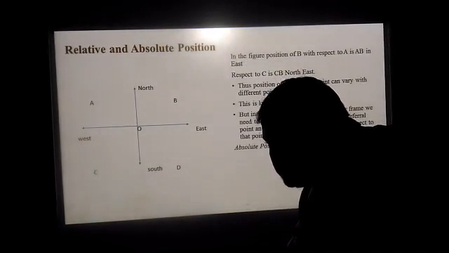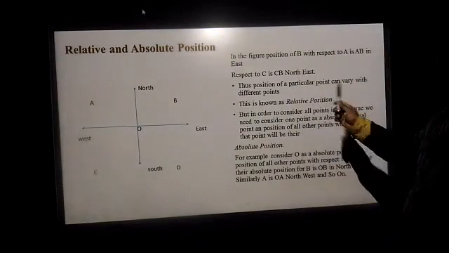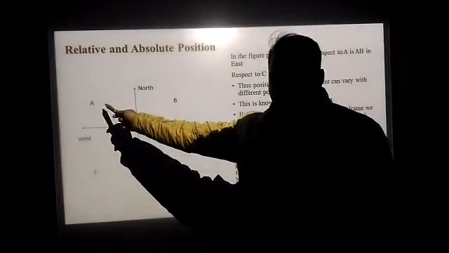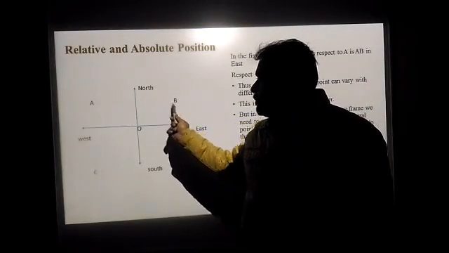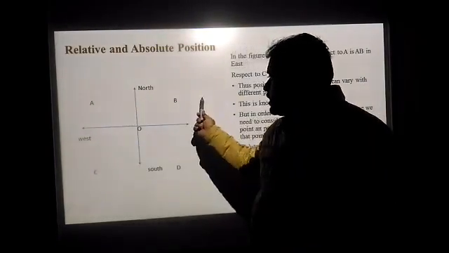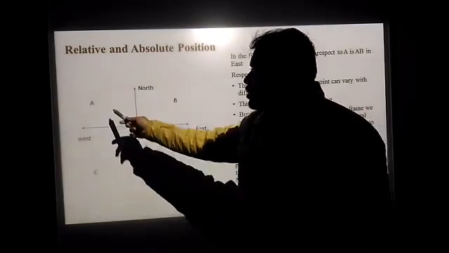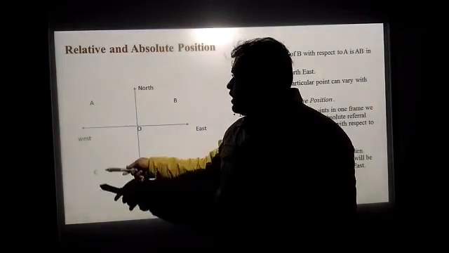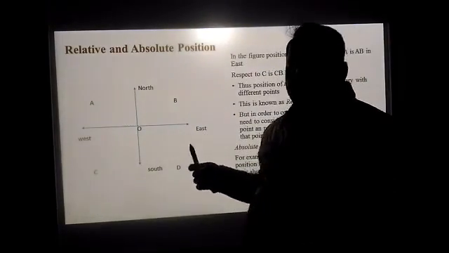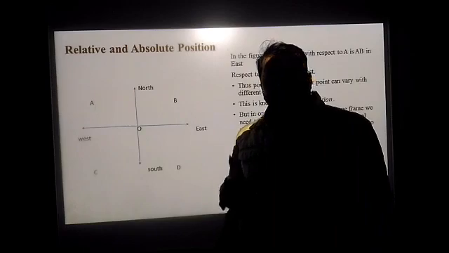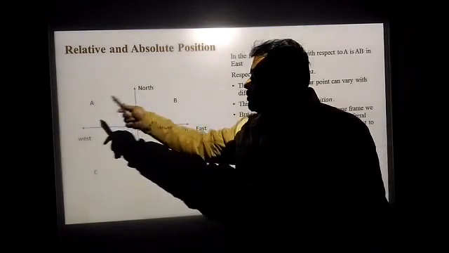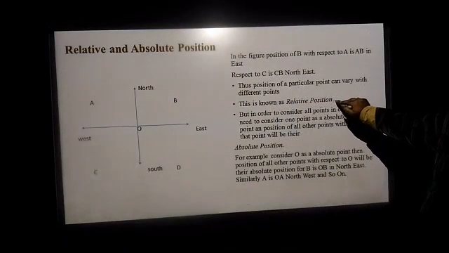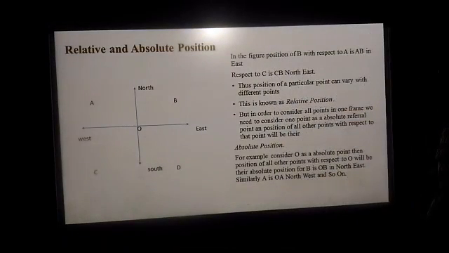This is known as relative position. What I said is the position of B with respect to A is in the east direction, and the position of B with respect to C is in the northeast direction. Similarly, the position of A with respect to C is in the northward direction. Here I am denoting the position of one person with respect to another, so this is a relative position.